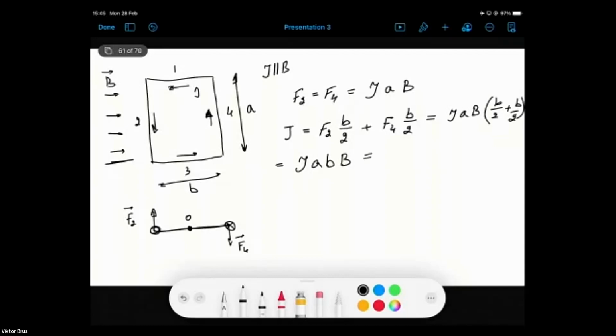And this is nothing else but the area of this loop. So that's why we can write that we have I times A, the area of the current loop, times B, the magnetic field. So that is the expression for torque, and that will be the maximum value for torque. We can write here tau maximum.